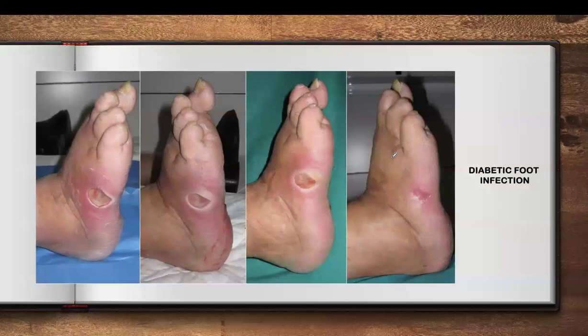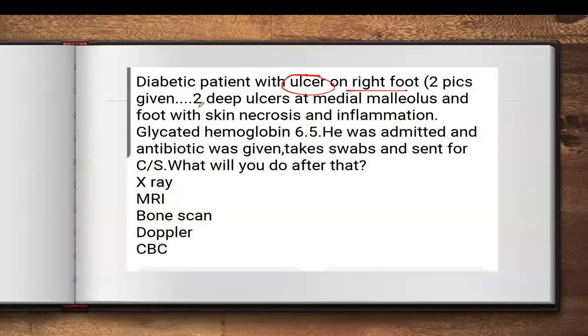And they have given you pictures. Two pictures were given, a deep ulcer at the medial malleolus and a foot with skin necrosis and inflammation. So they have given you a patient who has diabetic foot having ulcer as well. Diabetes is not that bad, right? So HbA1c 6.5. He was admitted and you have given antibiotic. You have taken swab and sent it for culture sensitivity. What will you do after that?